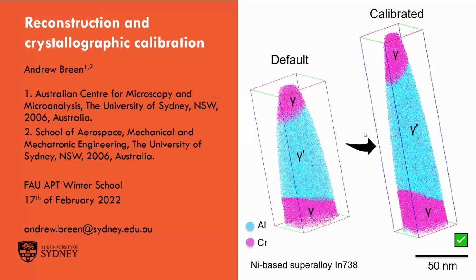But then by looking at the crystallographic information, like the known plane spacings and all that, you calibrate the ICF and the KF, and then you get something like this, and you can already see visually that it's quite different. So we'll be going through how to do that, and why that's important.